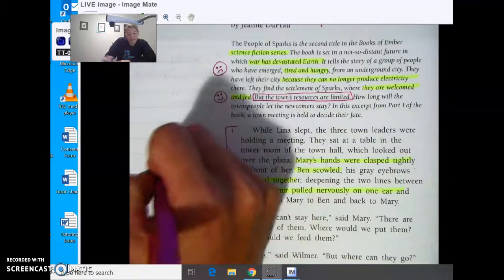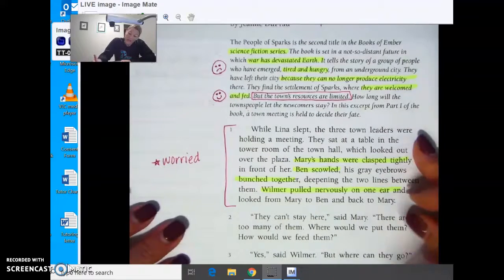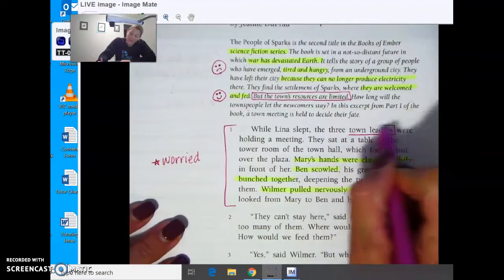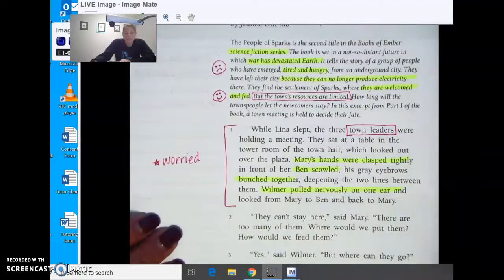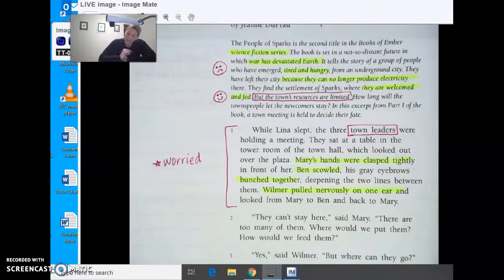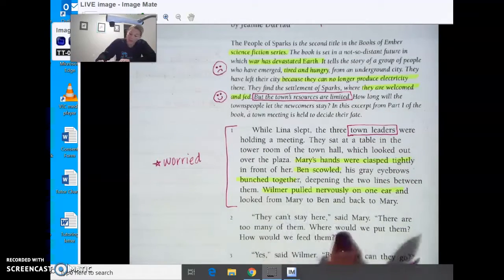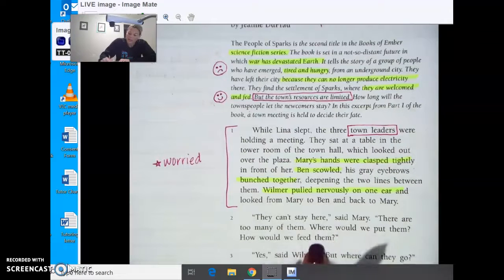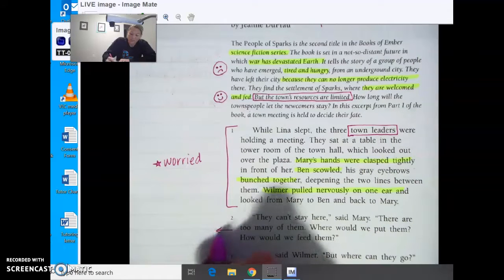And I'm just going to make that little note to the side. They're worried. And we know they're also town leaders, so they're people that are in charge of making decisions. "They can't stay here," said Mary. "There are too many of them. Where would we put them? How would we feed them?" I'm going to make a little note over here.